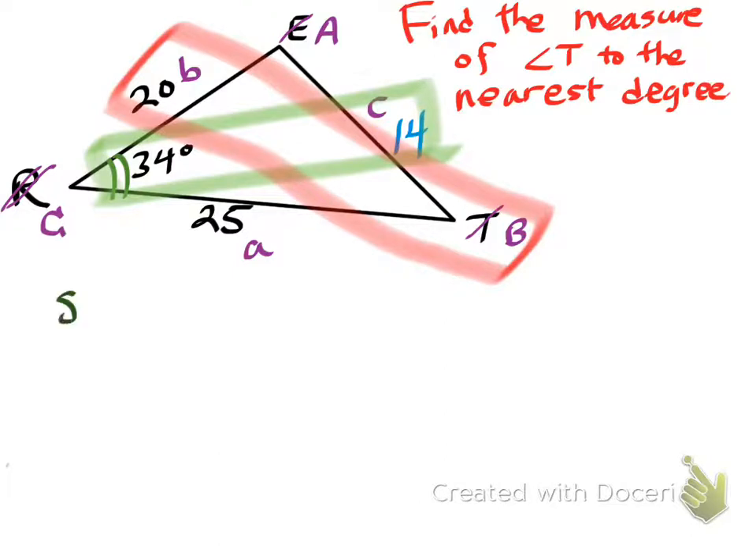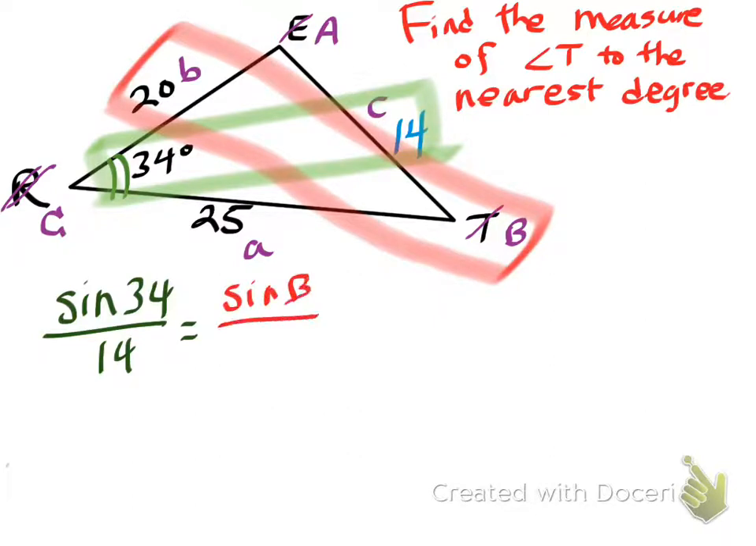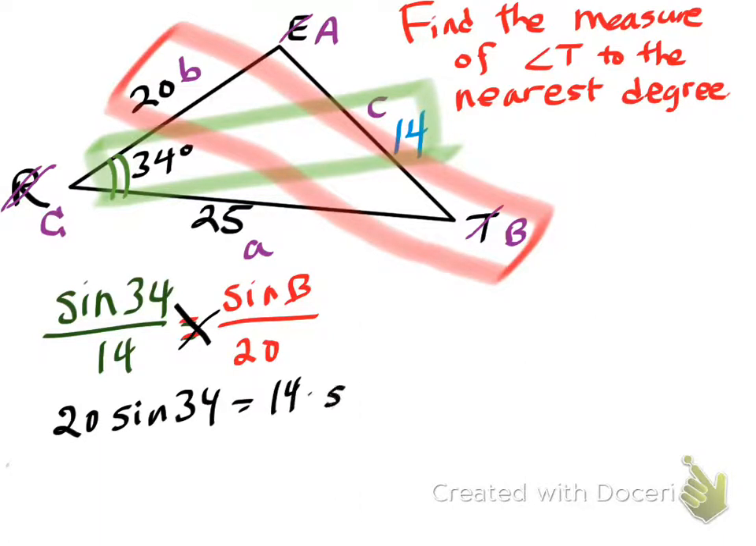The law of sines says that the sine of an angle of a triangle divided by its opposite side length, which I have here in the green pair, is going to be constant for any pair of sides and angles in that triangle. So in this case, sine of our unknown angle B over its opposite of 20. So these are going to be constant by the law of sines. If you cross multiply these, we're going to get 20 sine of 34 is equal to 14 times sine of B.